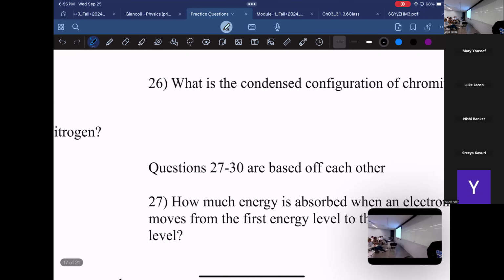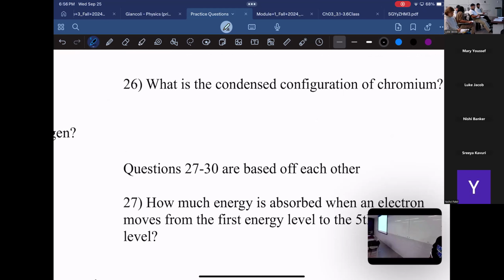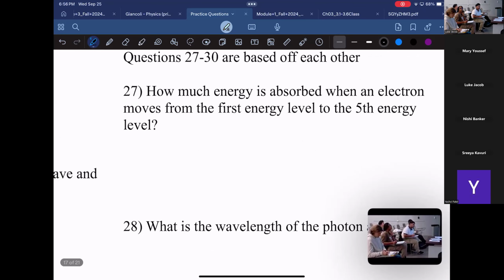Okay, so what is the condensed configuration of chromium? Argon, 4s1, 3d5. I wrote 4s2 at first, I don't know why. It's okay. 4s1, 3d5. I'm sorry, guys, this is very repetitive because I'm going off just one module.